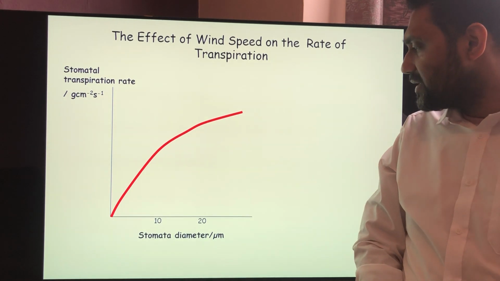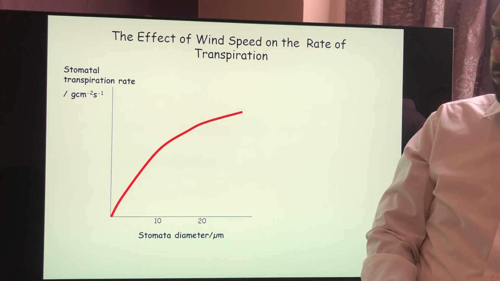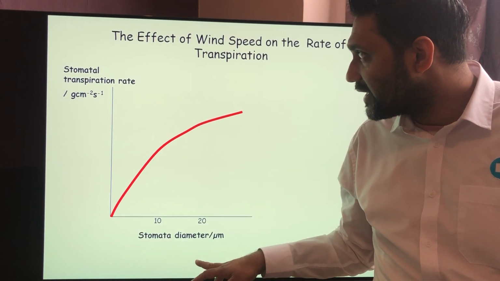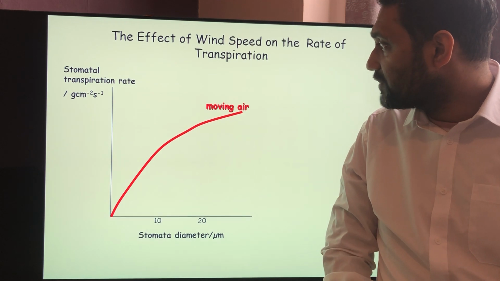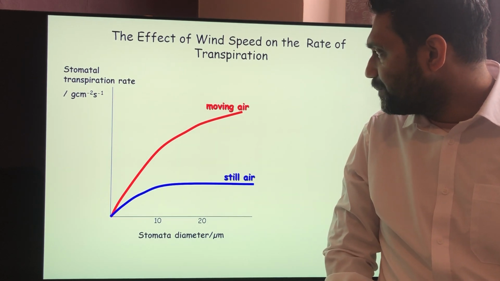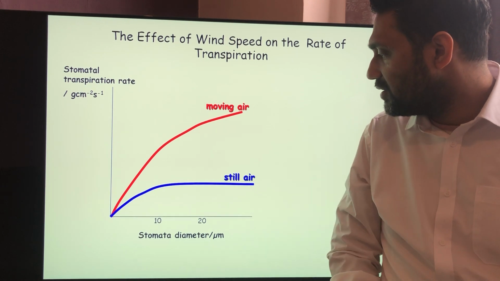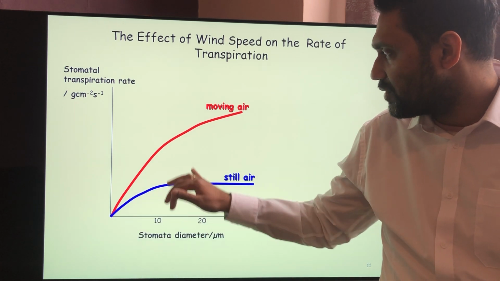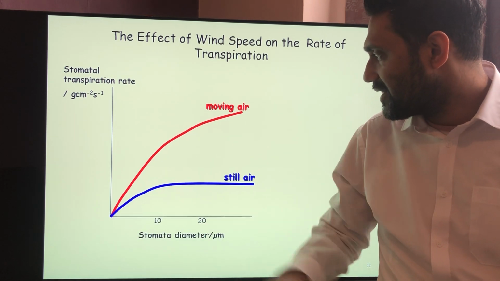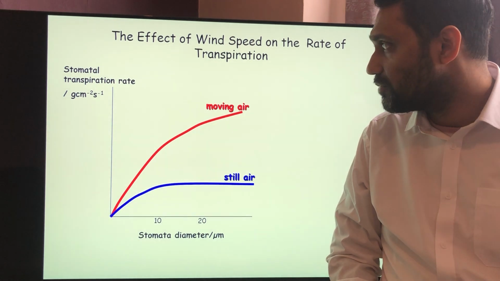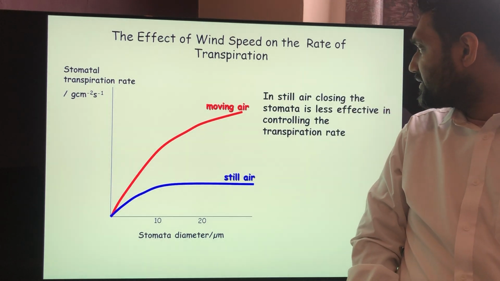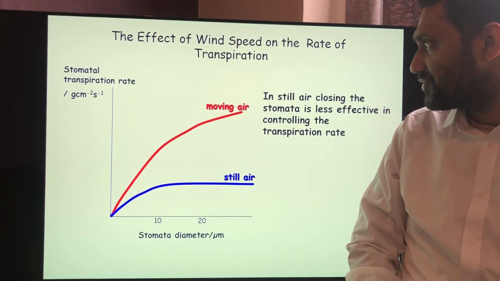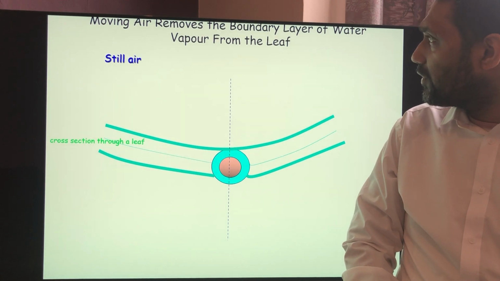So, effect of wind speed then, we talked about that. The greater the wind speed, the faster the rate of transpiration. And also the size of the diameter of the stomata, the larger the diameter, the faster the rate of transpiration. So if you've got moving air, it's going to be much faster compared to if you've got still air. But obviously once it gets to a particular point, it doesn't make that much more difference. It starts to flatten out, it starts to plateau. In still air, closing the stomata is less effective in controlling the transpiration rate, because obviously the water is not going to be coming out. So what happens in still air?